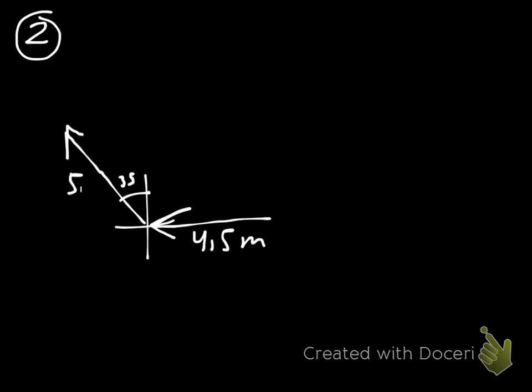Okay, problem 2 is fairly straightforward. You head due west for 4.5 meters, and then you turn, and you go at 35 west of north for 5 meters. And so we want your resultant displacement. So that's just going to be that line right there. This is your resultant displacement. So, as always, we have to break it apart.